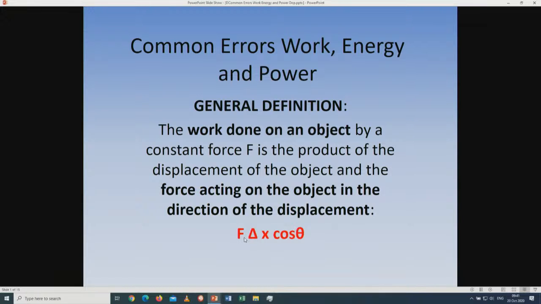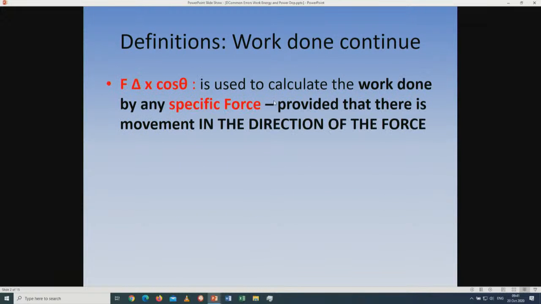So this is the general formula for work done: the force times the displacement, delta x or delta y, and then cos theta. And what's the purpose of this cos theta? The purpose of this cos theta is to make sure that you're only working with the component of the force in the direction of the motion. Now, this formula can be used to calculate the work done by any type of force: the work done by an applied force, the work done by a frictional force, the work done by a gravitational force.